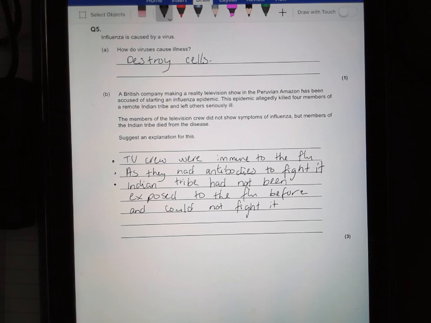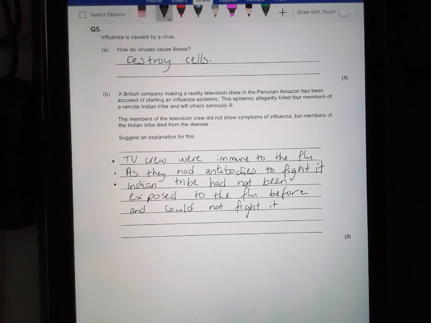Okay, so you can write that the TV crew were immune to the flu. They already had the antibodies they needed to fight it, so they didn't get sick. So the TV crew from Britain had obviously been exposed to this flu before. Because they'd been exposed before, they had antibodies in their blood that were able to fight it. So we can say that they were immune to the flu, or they had the antibodies needed to fight it, so they didn't get sick. On the other hand, the Indian tribe had never been exposed to this flu before, so they weren't able to fight it. You could say that they didn't have the antibodies in their blood. Because they weren't able to fight it, they got sick and they died.